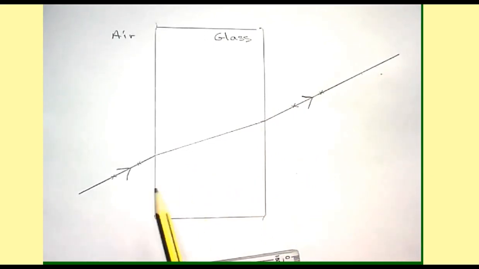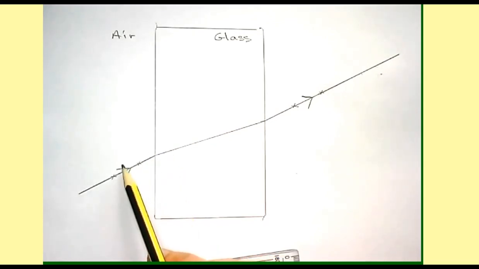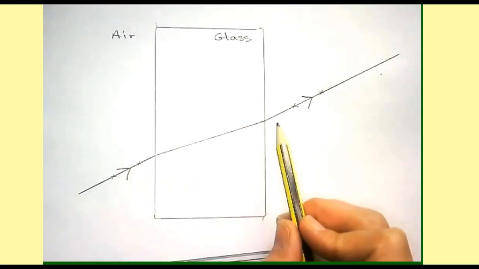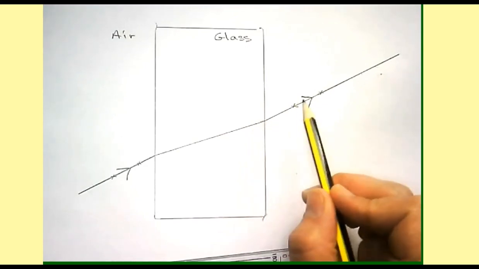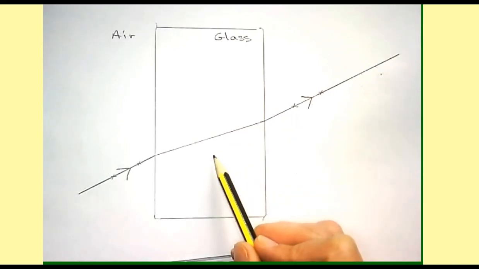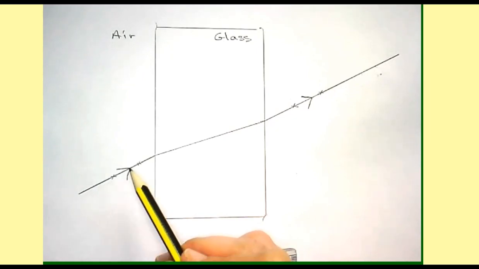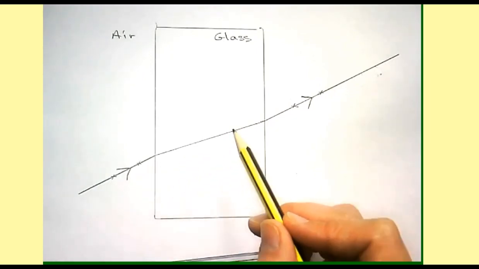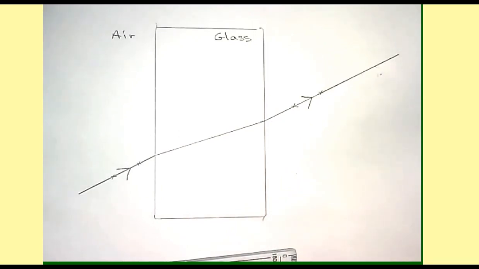So you can see really clearly that at this boundary here on the left, the light changed direction when it moved from the air into the glass. And then at this boundary on the right, when the light moved from the glass back into the air, again it changed direction. This is happening because the glass is more dense than the air around it. Therefore, as the light goes into the glass and then out again, it changes speed, which makes it change direction.